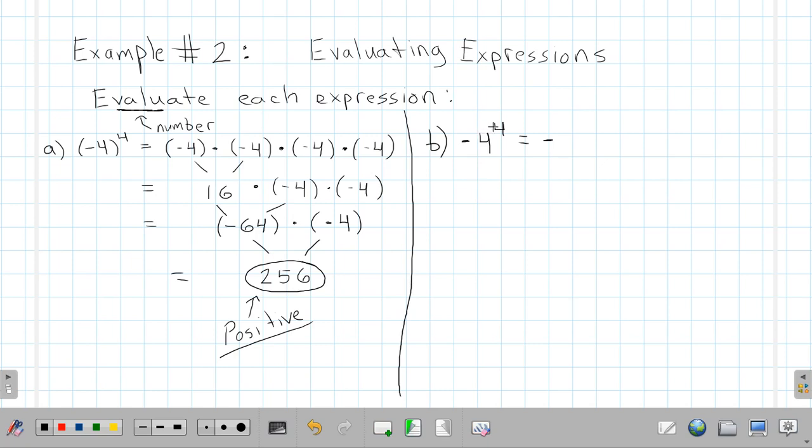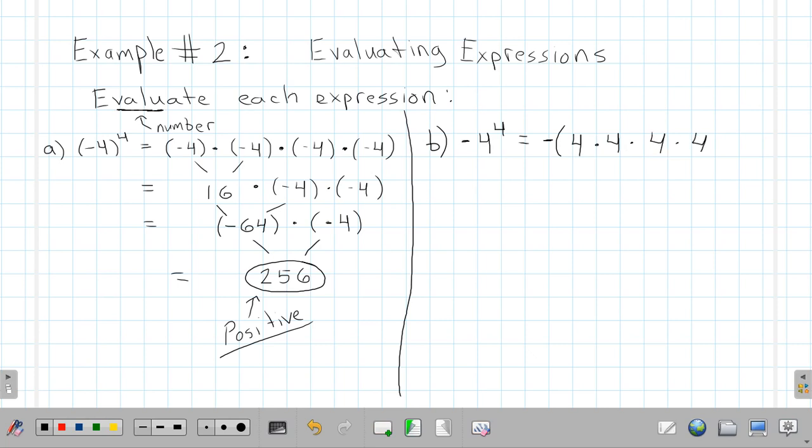Unlike over here, where you can see the exponent being applied to what's in the parentheses, and what's in the parentheses is -4, here the exponent is only being applied to the 4, not the negative as well. So what we end up having here is a negative out front by itself, and our base is actually positive 4.